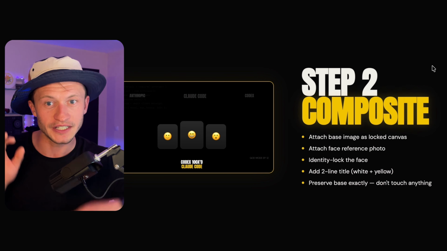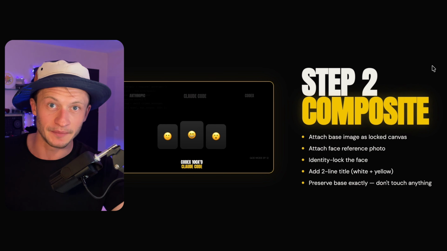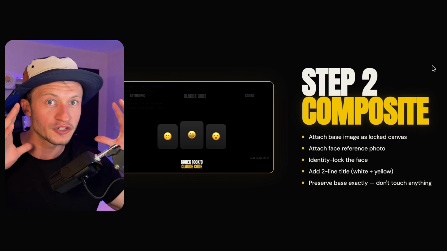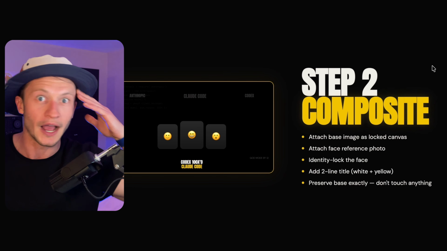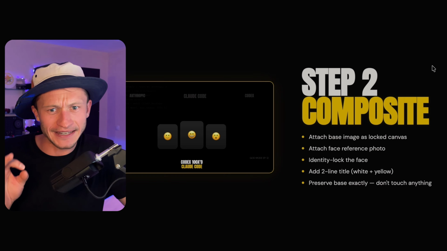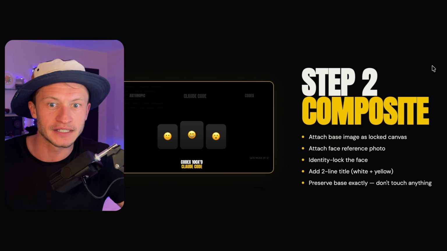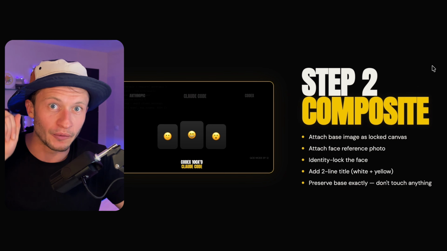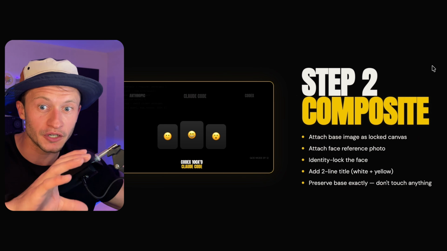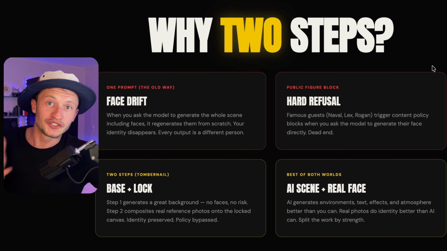Then step 2 is we put them all together. So that's when I attach the base image into my Codex prompt. I attach the faces, the reference photos, which are screenshots from our episode or screenshots that I'm gonna make now, like this, and then a 2-line title, as short as possible, but the skill knows this. And very important that we reference preserve the base exactly. So the base image has to be preserved, but also the face has to be preserved. Don't regenerate the face.